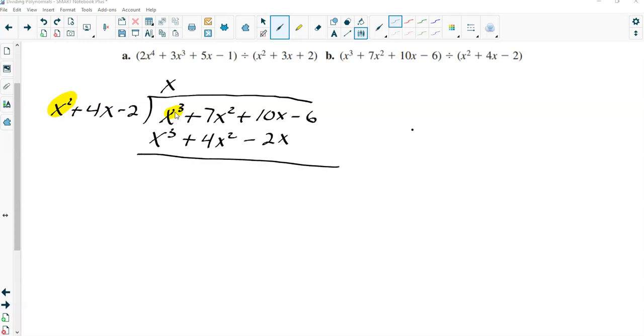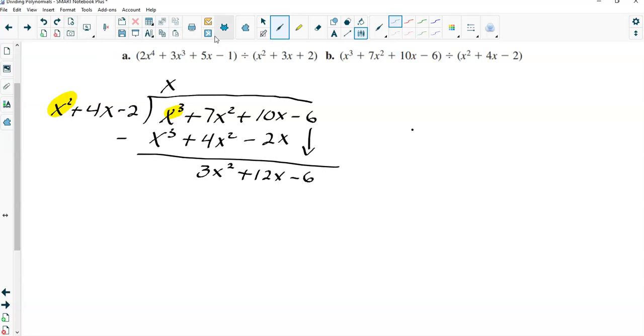You subtract. x cubed minus x cubed, that's 0. 7x squared plus a minus, remember minus, positive 4x squared. So 7 minus 4, that's 3x squared. And then 10x minus negative 2x, so that's plus 2x. That's plus 12x. And then lower that one right there, minus 6.